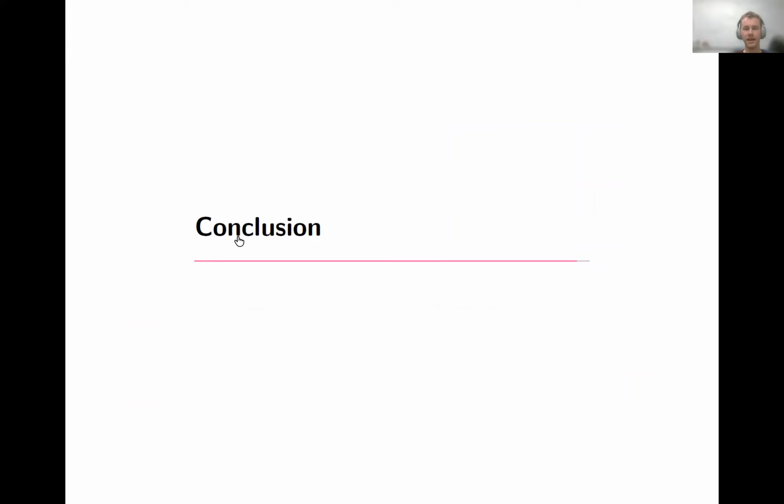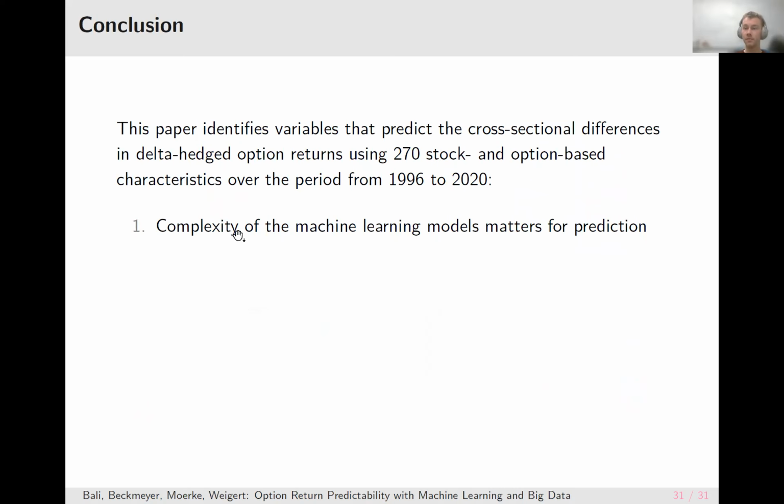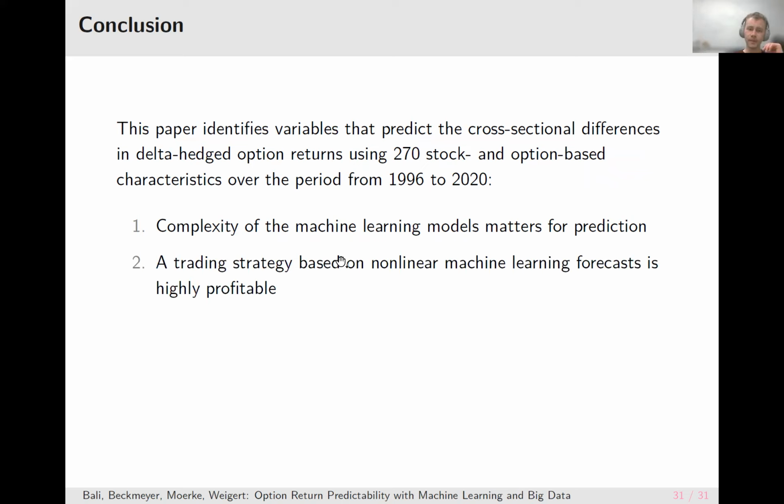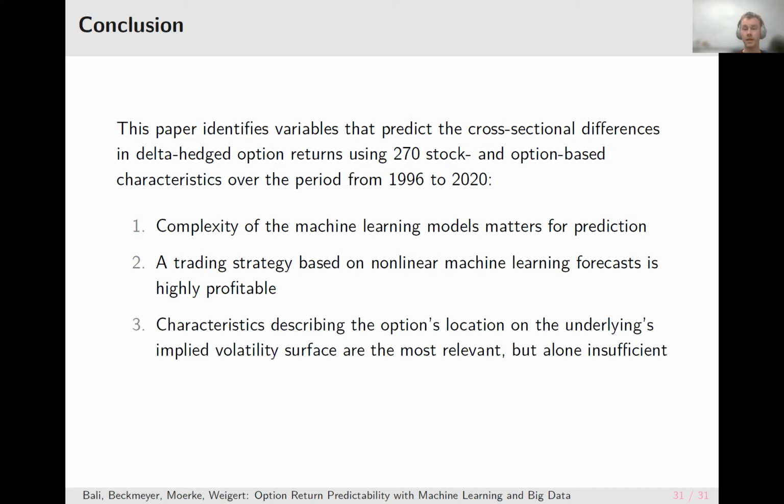I will conclude. What we've done in this paper is use a large cross-section of option and stock-based characteristics for 25 years on a huge amount of option contracts, and we try to predict future returns. We find that the complexity of the machine learning models matters for prediction, and that it is very important to be able to model interaction effects between characteristics, because that's where tree-based models pretty much excel. We can form a trading strategy based on these forecasts, and this is highly profitable.